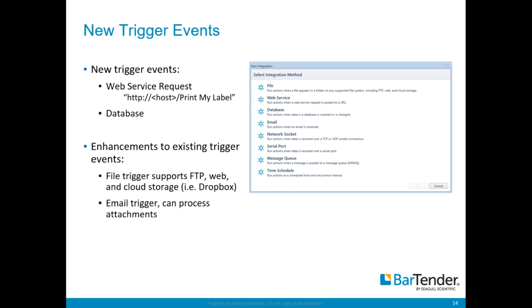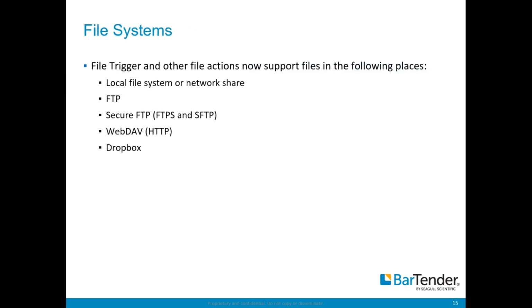Continuing on with what can trigger your integrations and labels to print, we add support for a few file options. So no longer are you limited to just a local or a network file when integrating via the file drop method. You can now use an FTP location or a Dropbox location, and that just gives you a more centralized location if needed. And these file systems are added almost as a named directory, if you will.